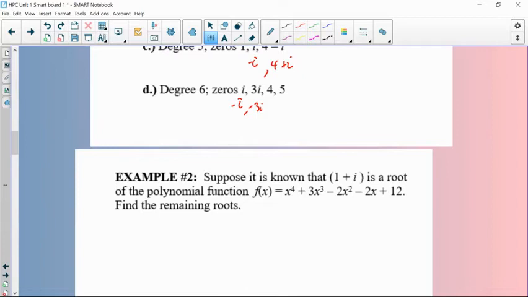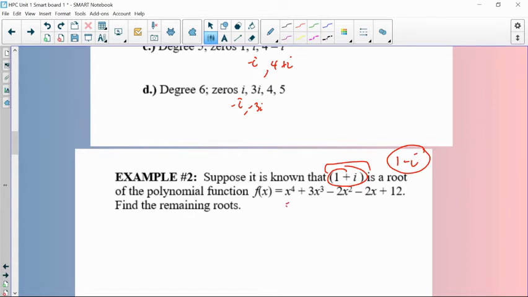Okay. So then it says, suppose you know something, right? You know that 1 plus i is a solution. Great. Well, so is 1 minus i, right? Because they come in pairs. So 1 minus i is a solution, and 1 plus i is a solution. So right now that's 2.